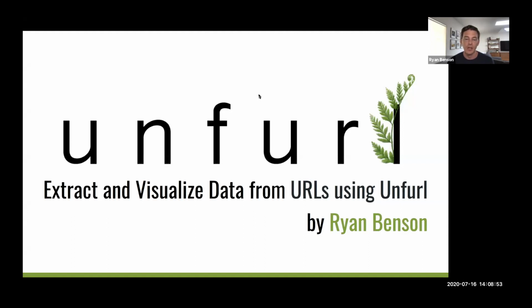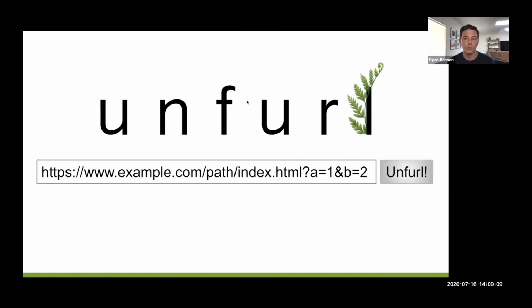Unfurl is a tool that focuses on just the data that's in the URL, like actually the string that makes up the URL, and pulling out every bit of information that it can just from that URL and turning it into a directed graph. And so, okay, what does that actually mean, a directed graph? I think the easiest way to explain that is just to show you.